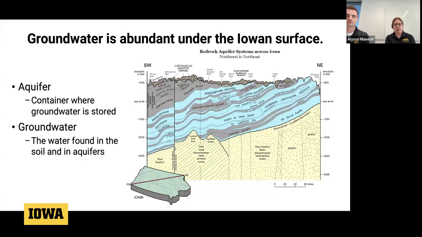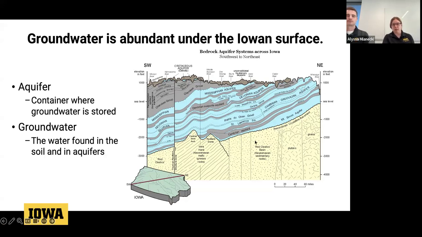Just for a point of clarification, I want to point out that aquifers are the containers where groundwater is stored. But then groundwater itself is all of that water found in both the soil and in aquifers. You'll hear some people use these interchangeably. Generally, people just mean groundwater unless they're talking about a very specific portion, like the Cambrian-Ordovician aquifer. That's the Jordan aquifer that we use to drink out of in the eastern part of the state.